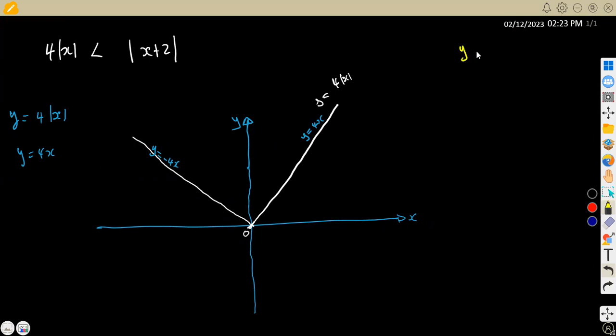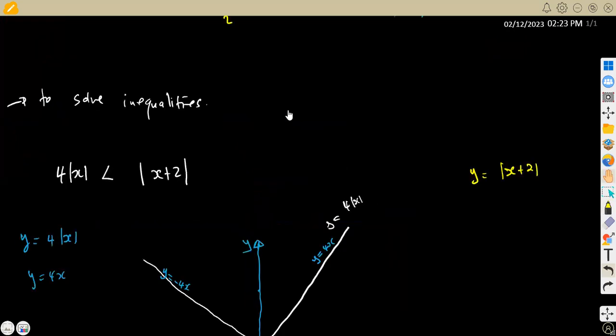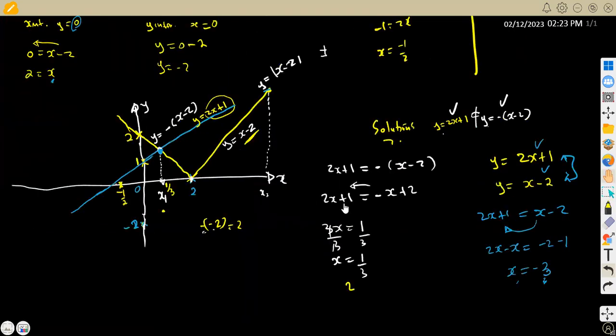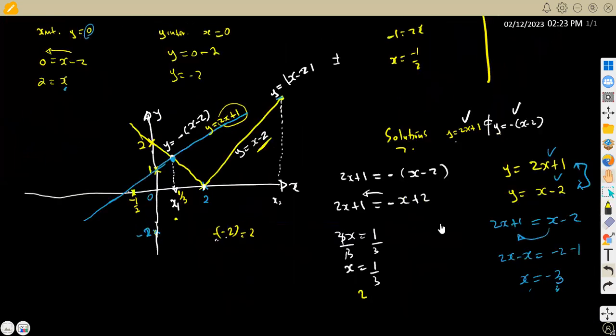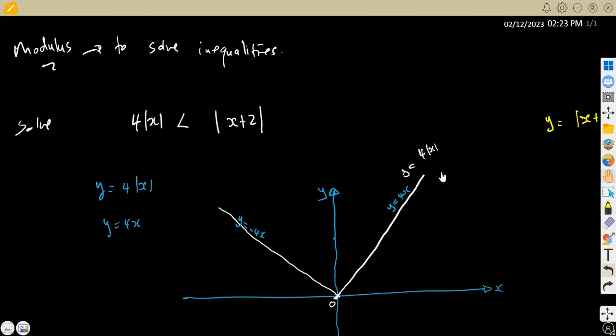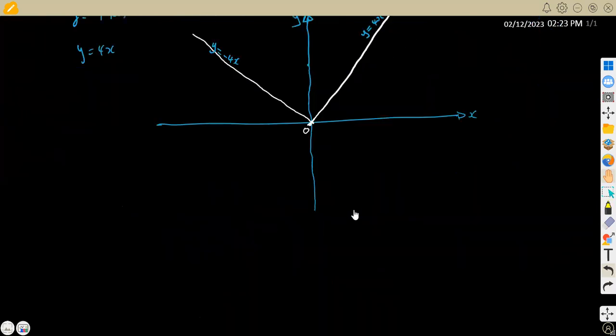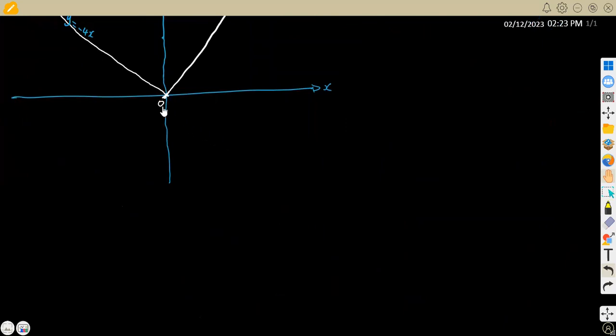All right. So the other graph is y is equal to the modulus of x plus 2. I think we sketched this graph before. Let me check, because we can be repeating these graphs now and again. Okay, it was x minus 2, not x plus 2. I thought we had this one, so we're just going to redo this graph. Sorry for that.